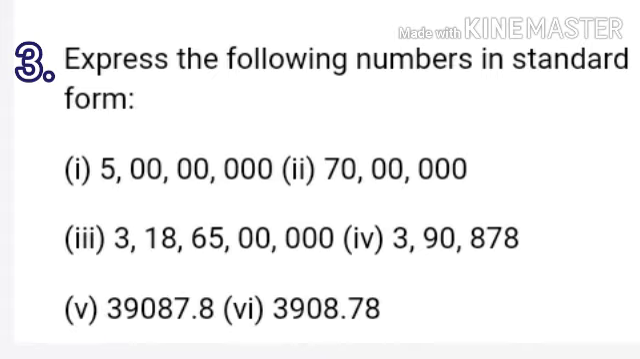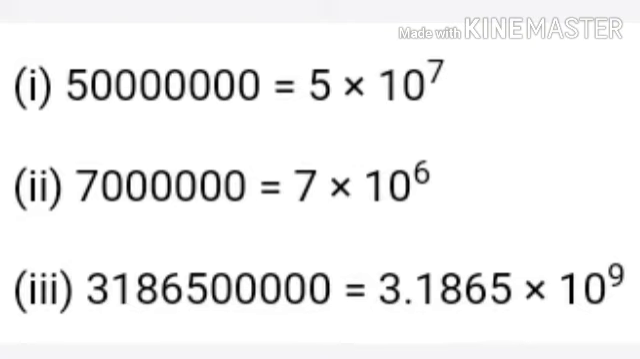Question number 3. Express the following numbers in standard form. First, student, you can see this number. There is no decimal, but if there is no decimal, the decimal is always at the end of the number. So we shift the decimal 7 digits to the left. Student, the decimal should always be put after 1 digit. So we put the decimal after 5. So we can write it 5 into 10 to the power 7 because we shifted the decimal 7 digits to the left.